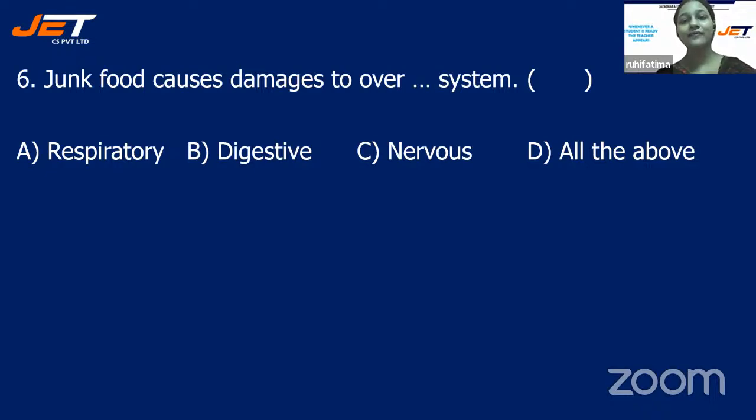Okay, students, time's up. The correct answer for this question is digestive system. Junk food damages our digestive system, because it contains lots of fats and carbohydrates, more than our body needs. Junk food in most cases causes obesity also, so we should avoid having junk food.